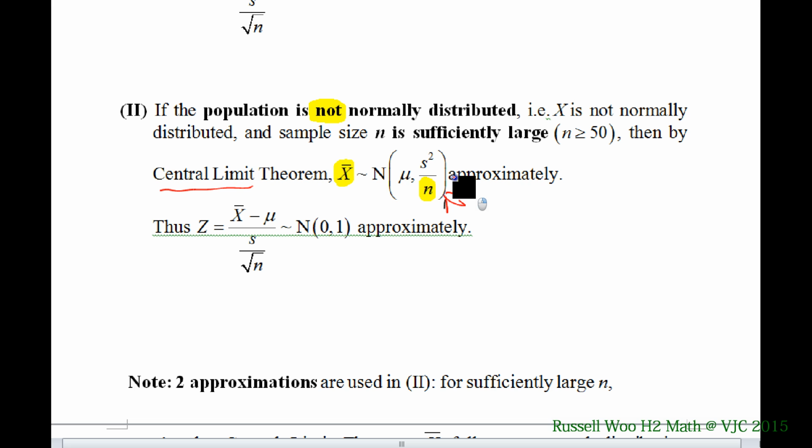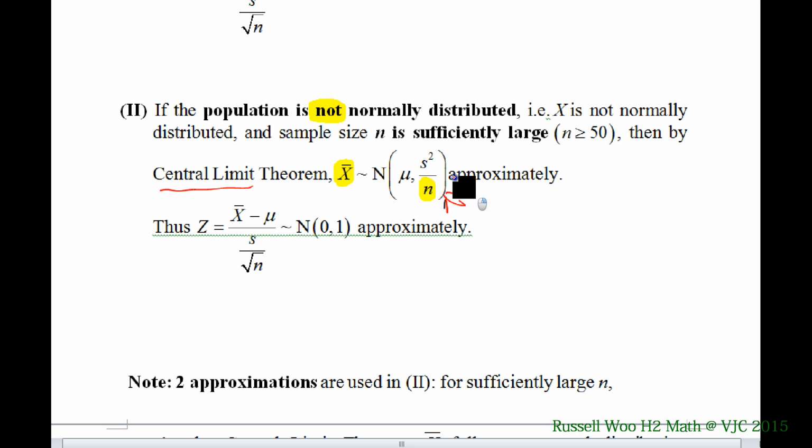Follow what I'm saying? But what if n is small? That's what I was going to ask. What if I have a population X not normally distributed, and n is small? How to test? Not serious. Okay? Follow? N must be large. If X is not normally distributed, n must be large to use the central limit theorem.